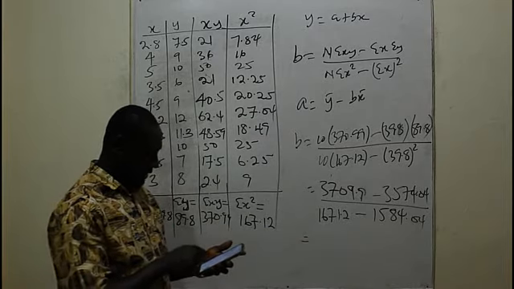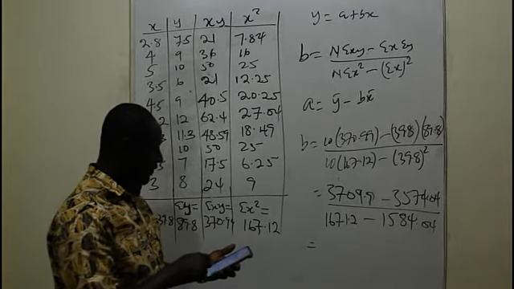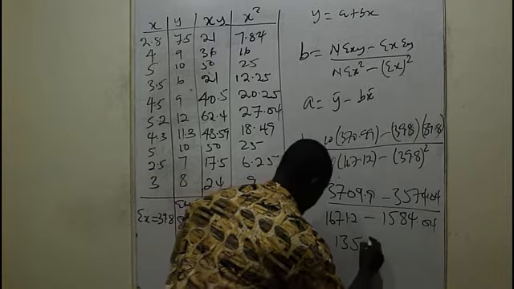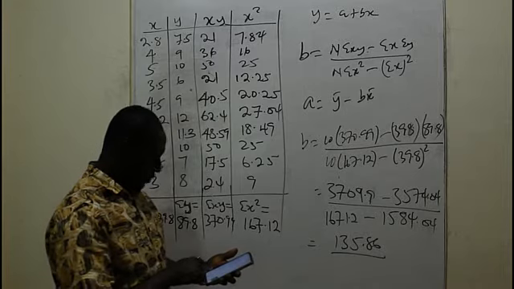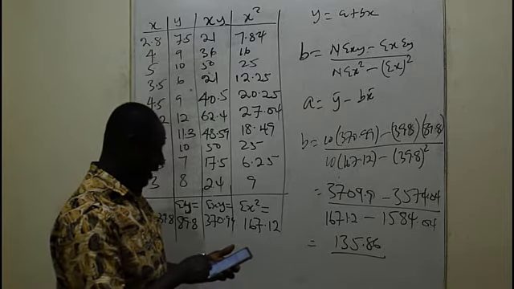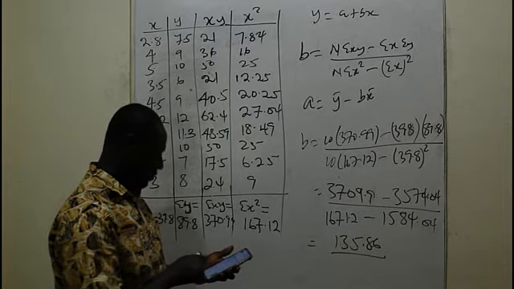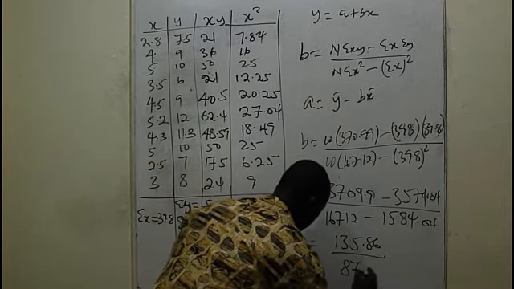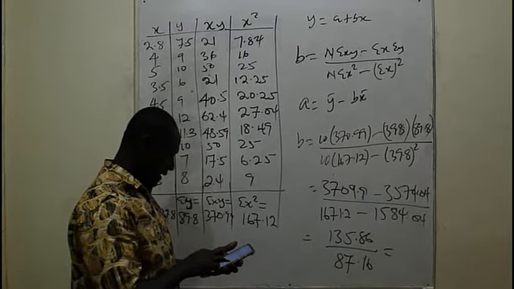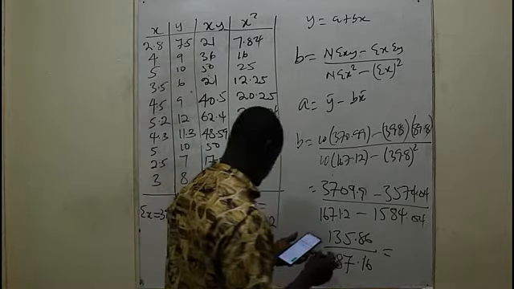When we simplify, the numerator is going to have 3709.9 minus 3574.04, and that gives you 135.86, divided by 1671.2 minus 1584.04, which gives you 87.16. So let's divide 135.86 by 87.16. Are we doing the right thing? Let me do my estimation again.